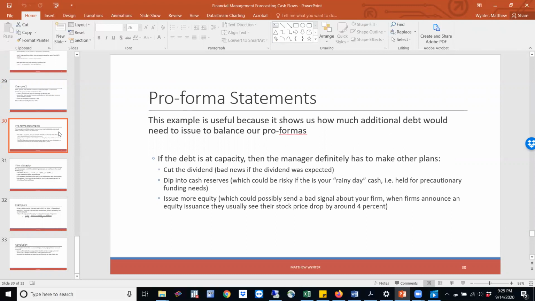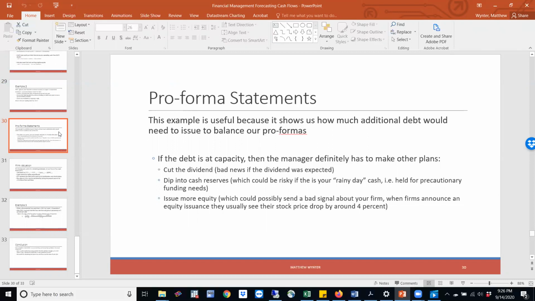We could cut our dividend, which is bad news because if the dividend's expected, it's a very negative signal to shareholders. We could dip into cash reserves, which is also risky because we might be saving our cash for precautionary funding needs, i.e., we might be expecting things to get really bad, and that might be our cash that we're holding on to just in case we're not able to go and tap capital markets.